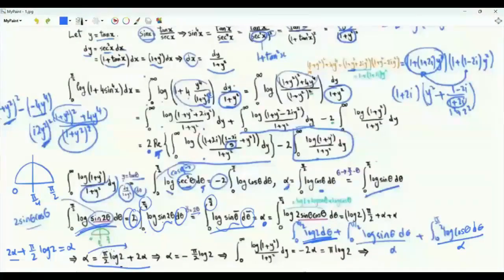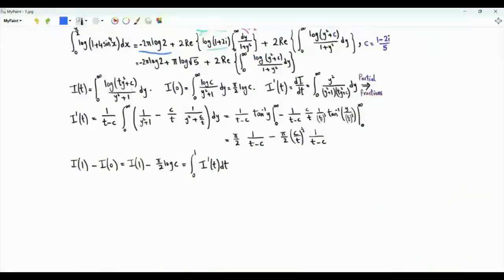Moving alpha to the right-hand side, pi log 2 over 2 to the left-hand side, we get that alpha is minus pi over 2 log 2. This integral here is minus 2 times alpha, and then there is another minus 2 here. Our integral of interest has a term equal to 4 alpha, that is minus 2 pi log 2.